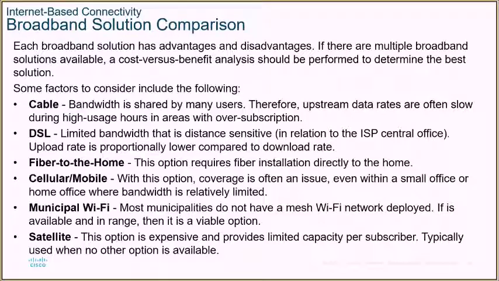Upload rate is proportionally lower compared to the download, typically. Fiber to the home requires fiber installation directly to the home, so that could get expensive. Cellular mobile, coverage is often an issue, even within a small office or home office where broadband bandwidth is relatively limited. Municipal Wi-Fi, most municipalities don't have a mesh Wi-Fi network deployed. If it's available and in range, then it is a viable option. Satellite is expensive and provides limited capacity per subscriber, typically used when no other option is available.